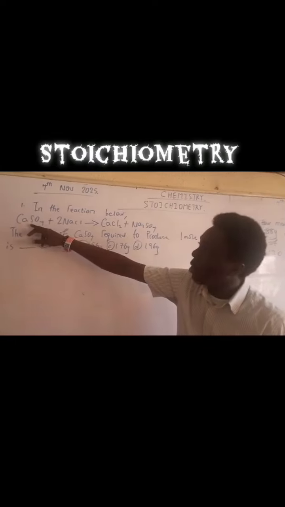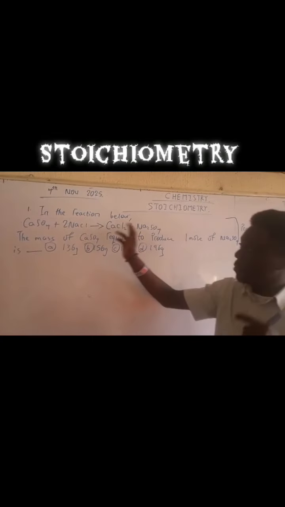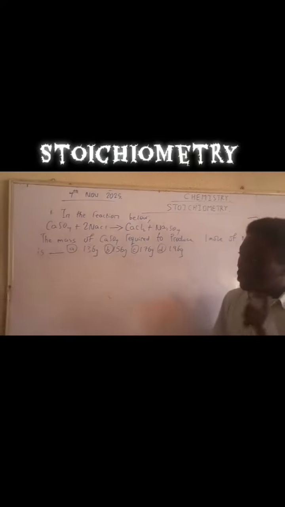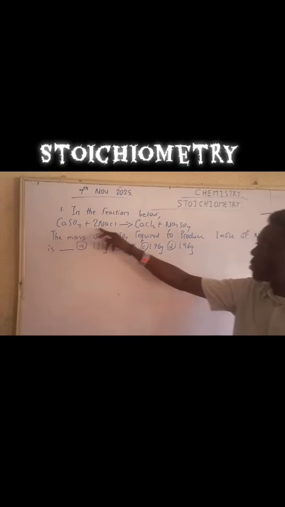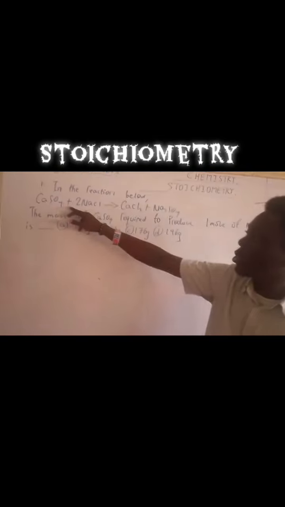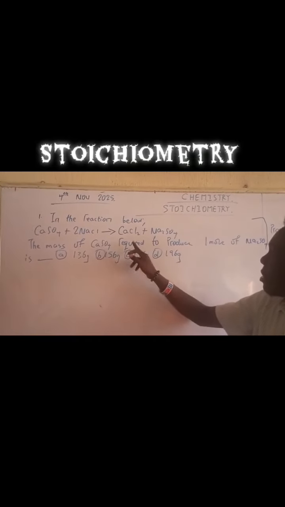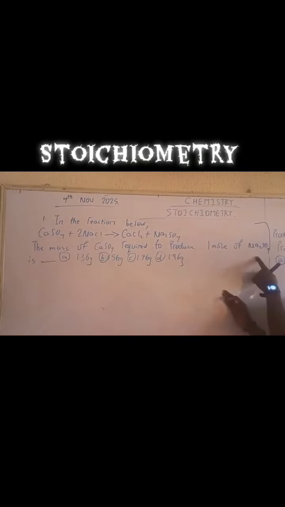Right. They gave us a question on stoichiometry to solve. They said in the reaction below, now this is the equation for the reaction. The first thing I tell students is to check whether the equation is balanced, which this equation actually is, and balance it if not. Now you're looking for the mass of CaSO4 required to produce 1 mole of Na2SO4.